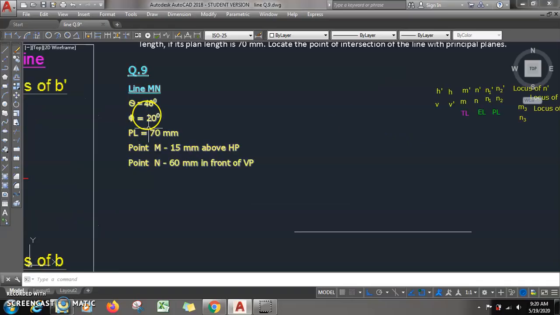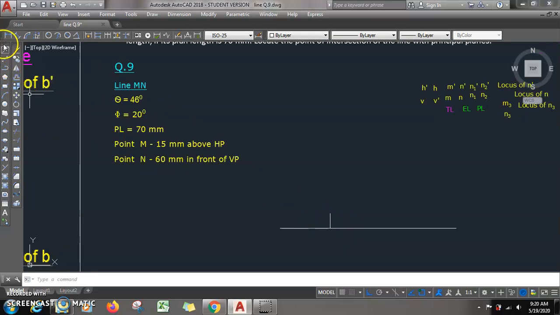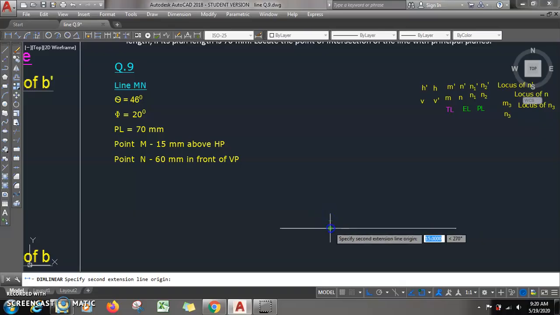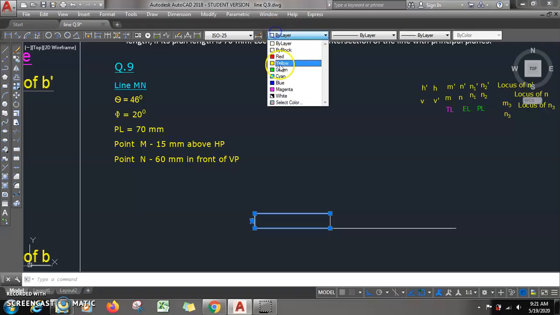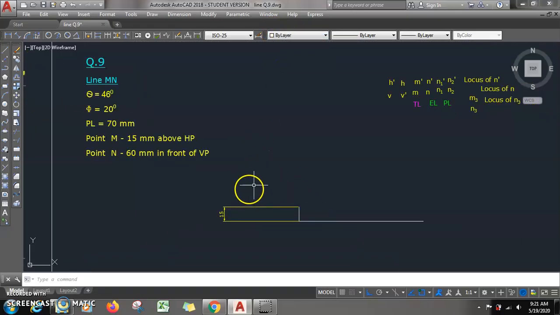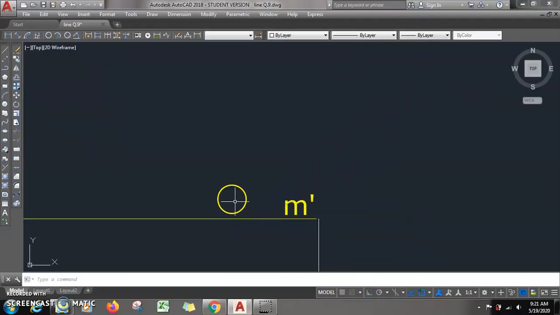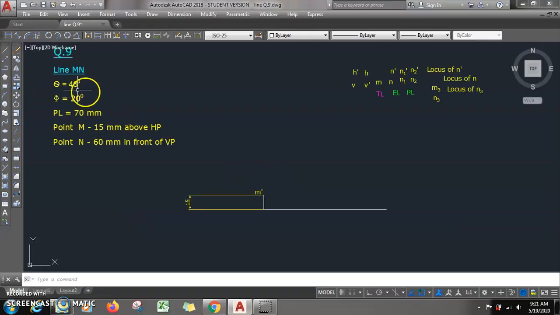What have they said? Point M is 15 mm above HP. So from this line I will draw 15 mm. This point will be M dash. This distance is found to be 15 mm. So this point will be called M dash. Now once you have M dash, what next?